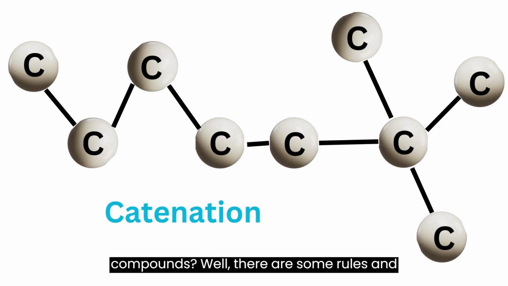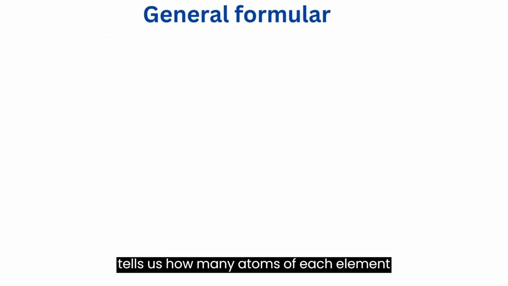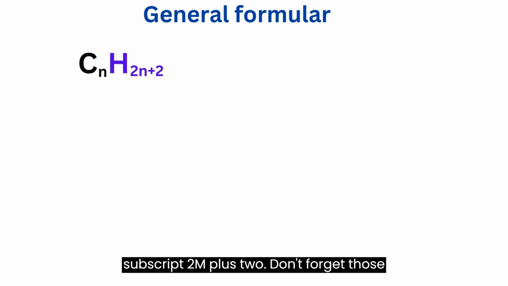Well, there are some rules and systems that we use to do that. One of them is called the general formula, which tells us how many atoms of each element are in an organic compound. For example, the general formula for alkanes, which are a type of organic compounds, is C_nH_(2n+2). Don't forget those subscripts, where n is the number of carbon atoms.